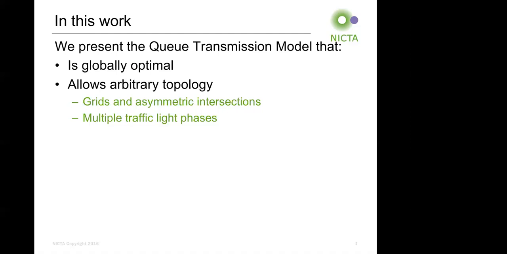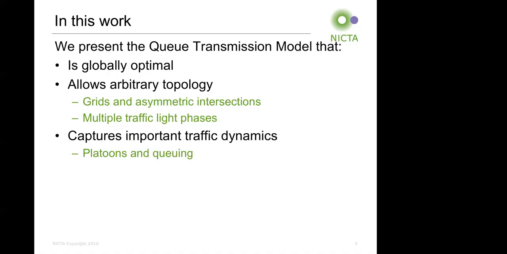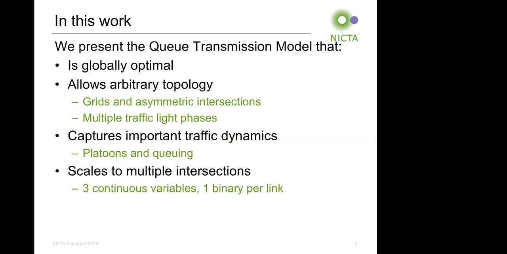So our model supports arbitrary topologies. We can have grids or any shape you like at the intersections. We can have arbitrary traffic light phases to support complex phase architectures around an intersection. And it captures the important traffic dynamics that we need to generate optimal plans. So it captures platooning and queuing effects quite well. And it's a very simple model. It only has 3 continuous variables and 1 binary variable per link. And typically the cost of a MILP or mixed integer linear program is a function of the number of binary variables. So get it down to just one per link, and that helps with the scalability.